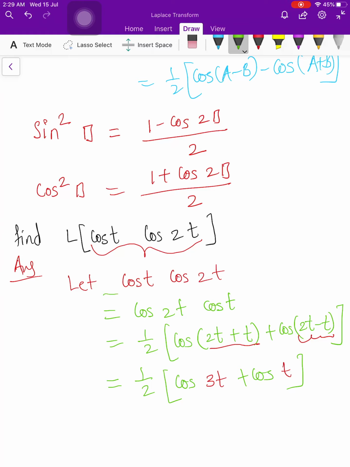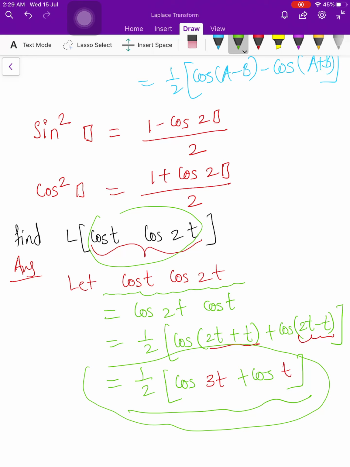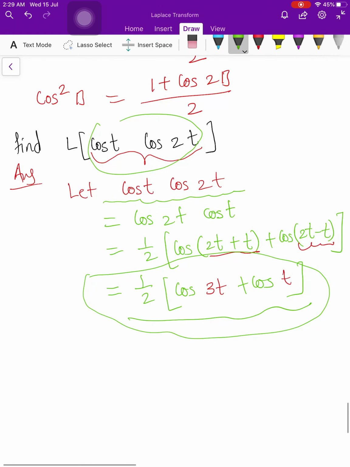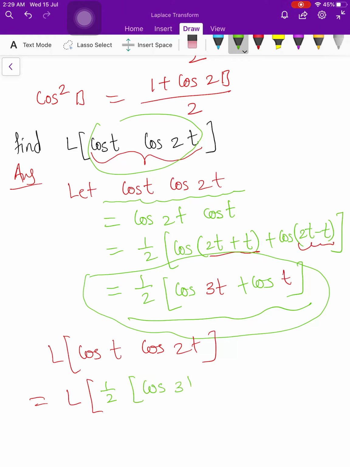So now the simplified form of this function is this, and finding the Laplace transform of the original function is nothing but finding the Laplace transform of this function. So Laplace of cos t cos 2t is nothing but finding the Laplace of the function inside, that is 1 by 2 bracket cos 3t plus cos t bracket close.